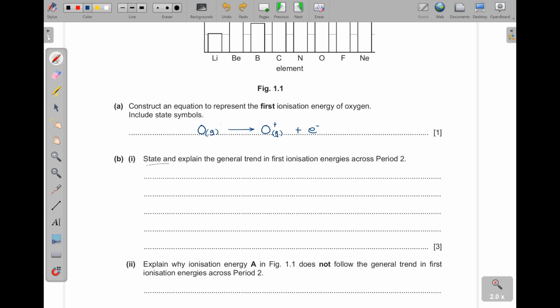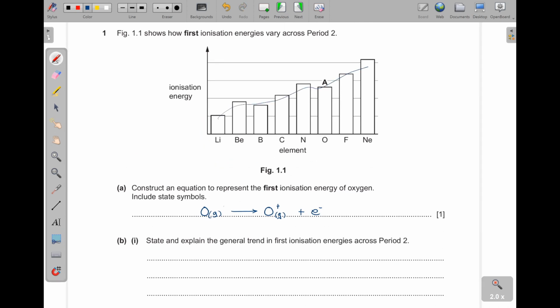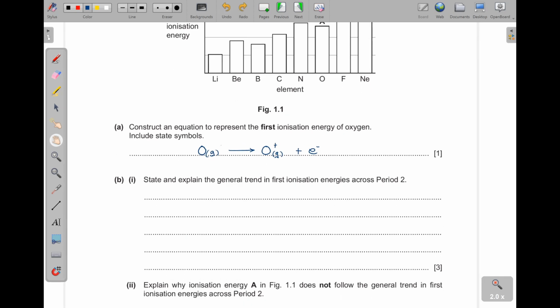Part B, Roman 1, state and explain the general trend in the first ionization energies across period 2. So you can see that the bars keep on increasing. So generally, there is an increase in the ionization energies, but we can see an anomaly here and also here. Okay, so generally it increases. So we shall say the first ionization energies increase across the period.